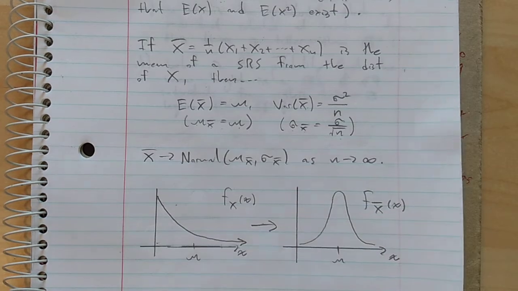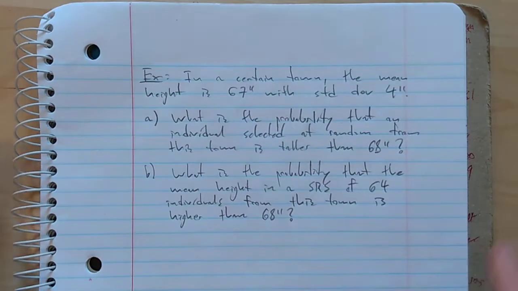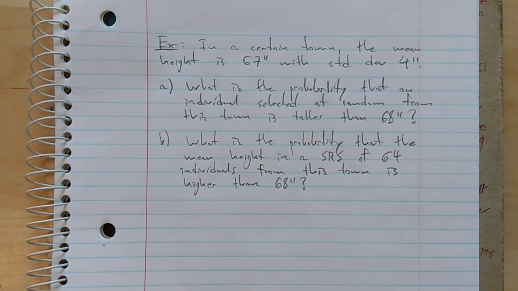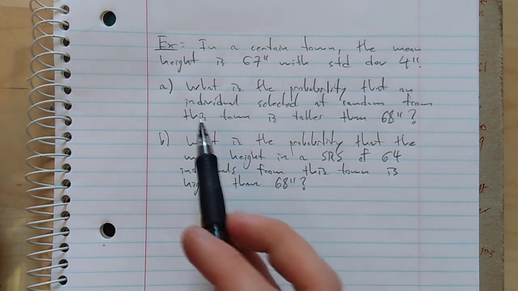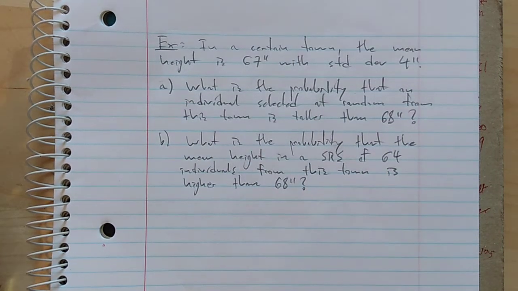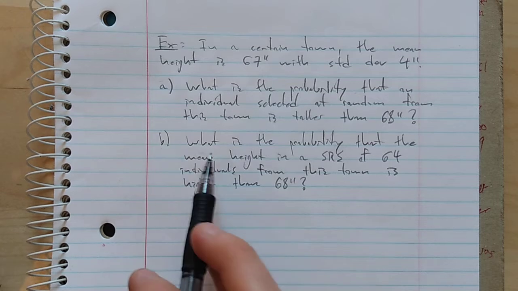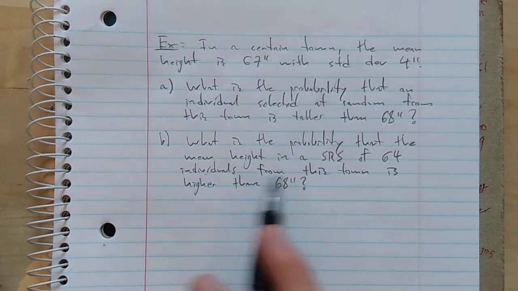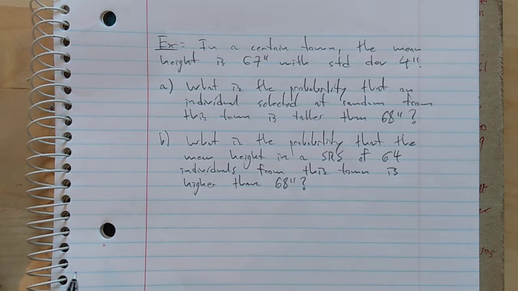So let's do an example where we'll do a calculation. Suppose in a certain town, the mean height is 67 inches with standard deviation 4 inches. Question 1. What's the probability that an individual selected at random from this town is taller than 68 inches? And part B, what is the probability that the mean height in a simple random sample of 64 individuals from this town is higher than 68 inches?